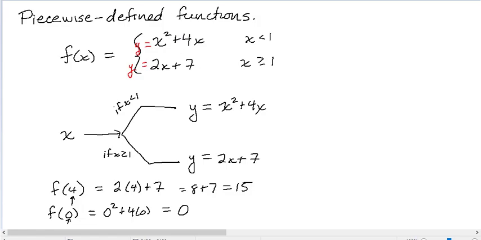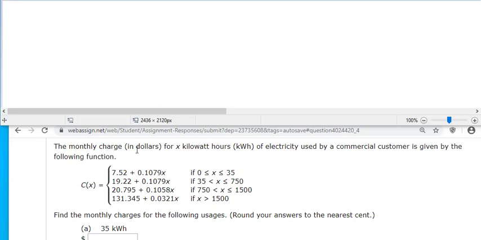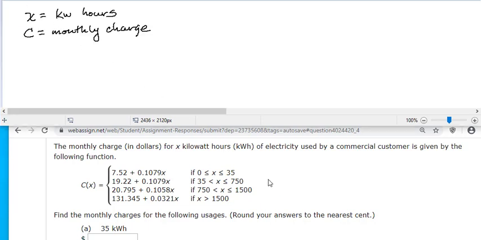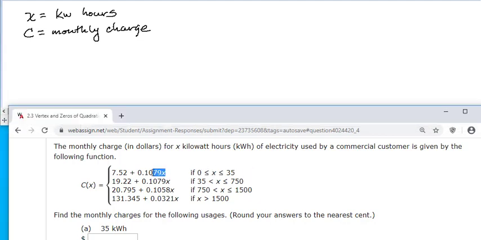What's important to remember is that these two equations represent y values, and you do one or the other, not both. If we want to find the monthly charge in dollars for x kilowatt hours, the monthly charge depends on how many kilowatt hours we use. So between 0 and 35 kilowatt hours, this first formula is how you would figure out your total cost. But if you use between 750 and 1500 kilowatt hours, you'll use a completely different equation to find your cost.